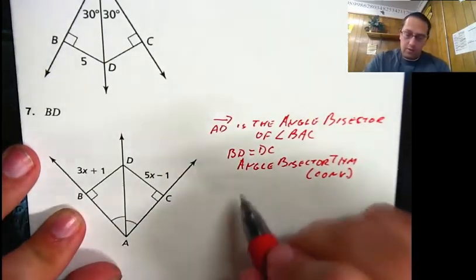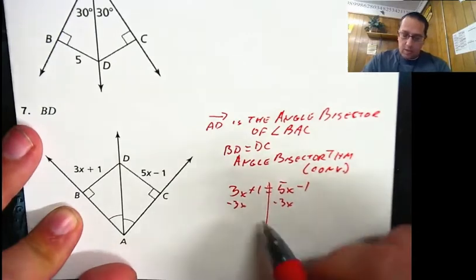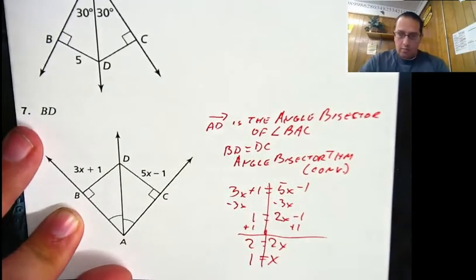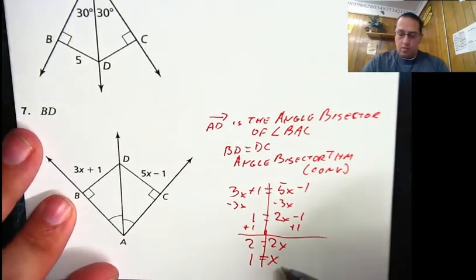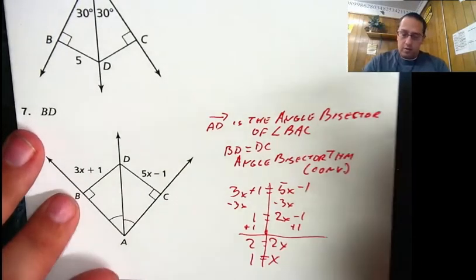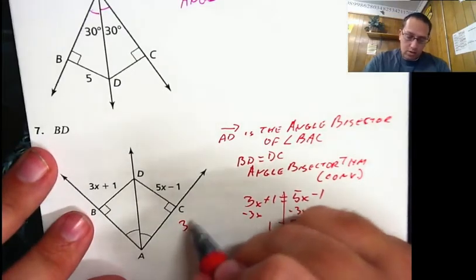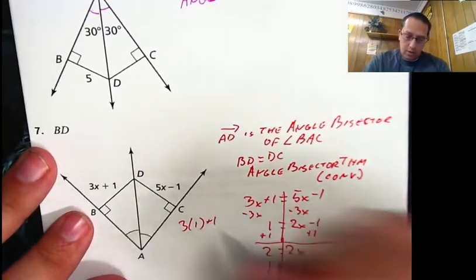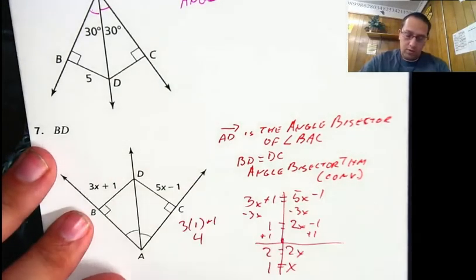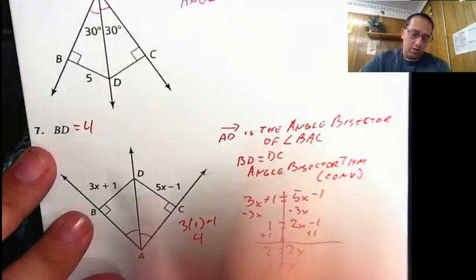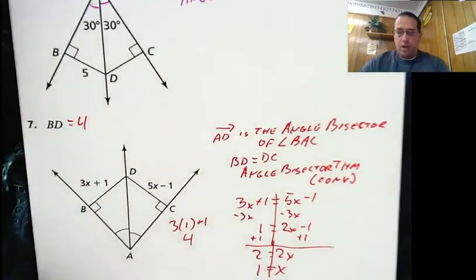So that means we can set those equal to each other. But it's not asking me for X, is it? It's asking me for BD, right? So what do we do? We take 1 and we plug it in for X. So 3 times 1 plus 1. 3 times 1 is 3. 3 plus 1 equals 4. So BD equals 4. All right? And there it is. That is the Angle Bisector Theorem. Not too bad. Pretty easy stuff.